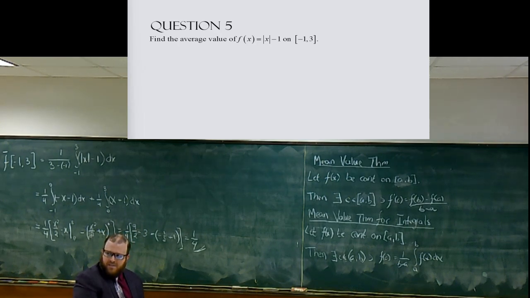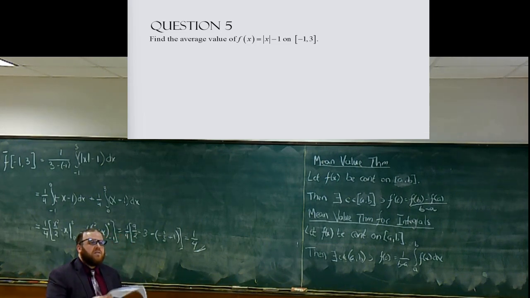Can you repeat it? So if f is continuous over an interval, there has to be at least one point where the function is your average value. That's guaranteed.